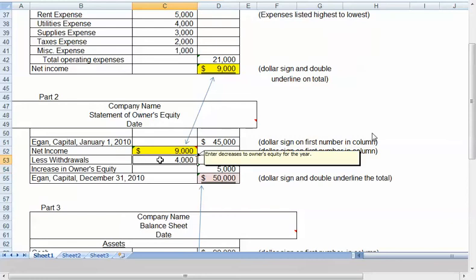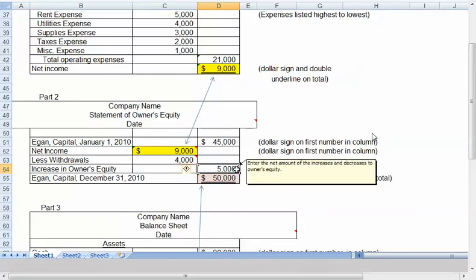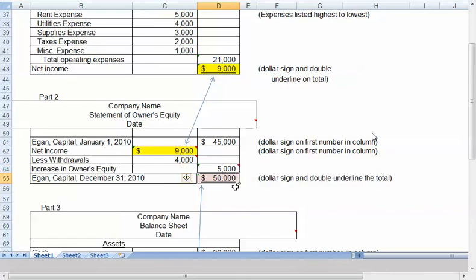Let's assume withdrawals were given to you. So less withdrawals. It is less withdrawals. So $9,000 minus $4,000 gives you $5,000. Please do not add here. Now for your ending capital, it is $45,000 plus $5,000. So your ending capital, or the balance on December 31st, is $50,000. Now again, the first number in each column has a dollar sign. The rest just have commas. And your total has a dollar sign and double underline.